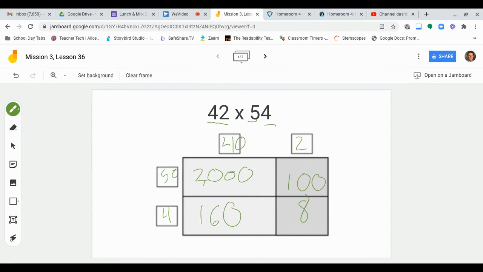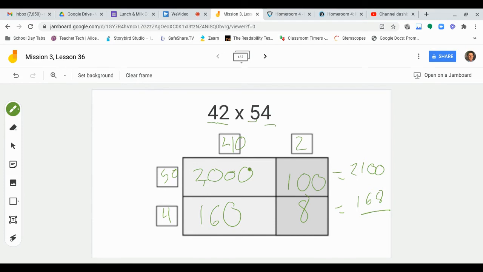All right. So now I have four different partial products, four different numbers for when I broke that up. Now, what do you think I need to do to solve this to get my final product? What was that? You add them all up, Mr. Morrison. I add them up. That is correct, whoever said that. Thank you so much. Okay, so I just like to look at each row because I know 2,000 plus 100 is 2,100. And then 160 plus 8 is 168.